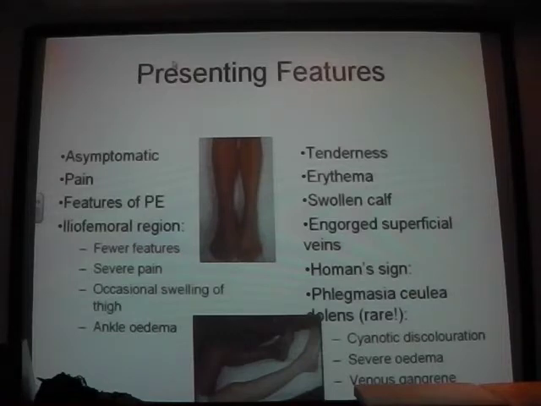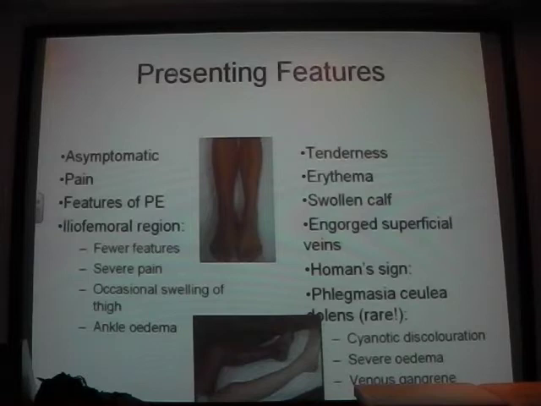So on examination, you find tenderness, swollen calf. I've never actually seen anyone measure a calf, to be honest with you. I don't think you find tape measures on wards very often. But you can normally tell that one leg is swollen, very painful. You can see superficial veins. You get Homan's sign as well, which is pain on dorsiflexion of the foot.